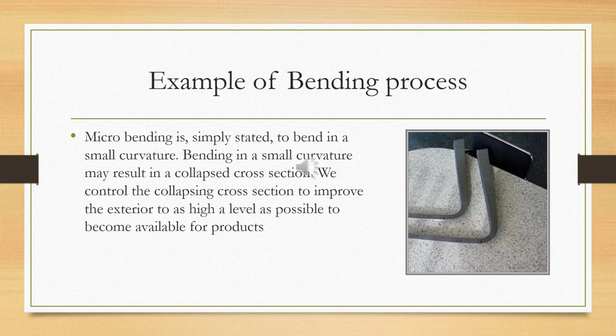Collapsing cross-section is an example of a bending process. Microbending is simply stated as bending in a small curvature. Bending in a small curvature might result in a collapsed cross-section. We control the collapsing cross-section to improve the exterior to as high a level as possible to become available for products, like the image that you see at the right.